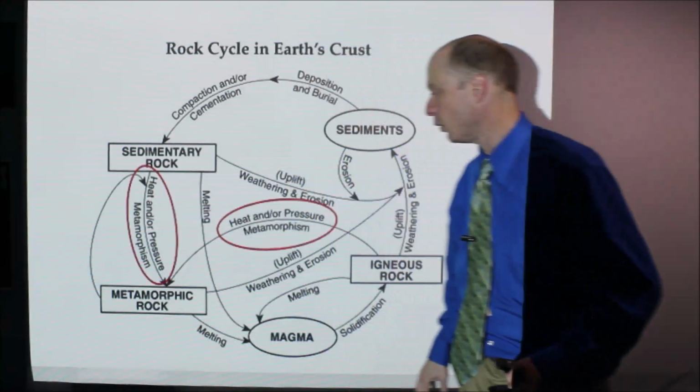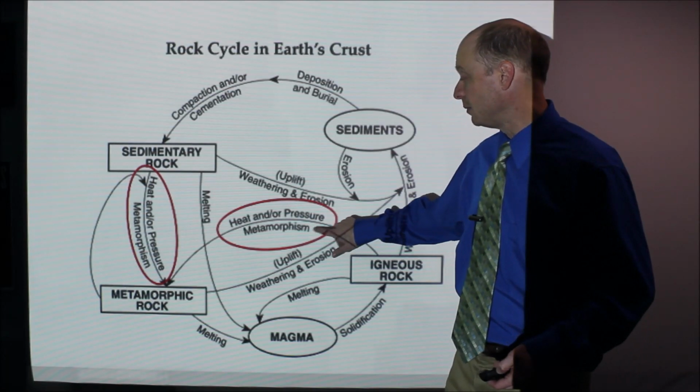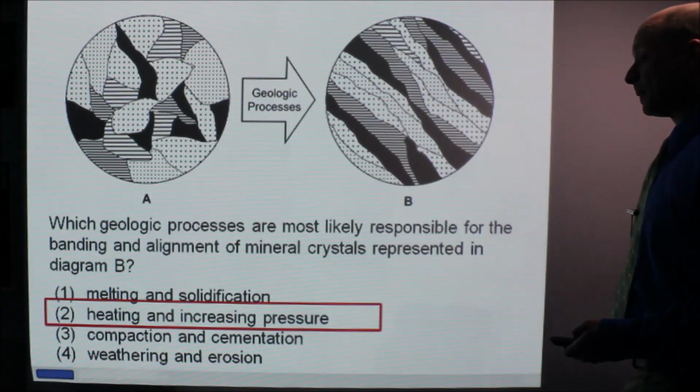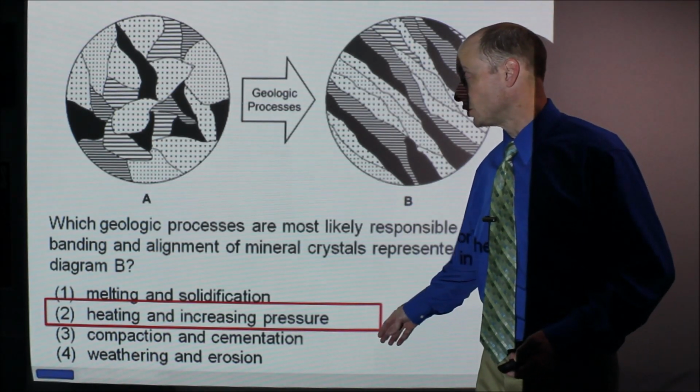It's going to be all the arrows going toward it. So heat and or pressure, metamorphism, heat and or pressure, metamorphism. So this is the choice here. Heat and increasing pressure, choice number 2.